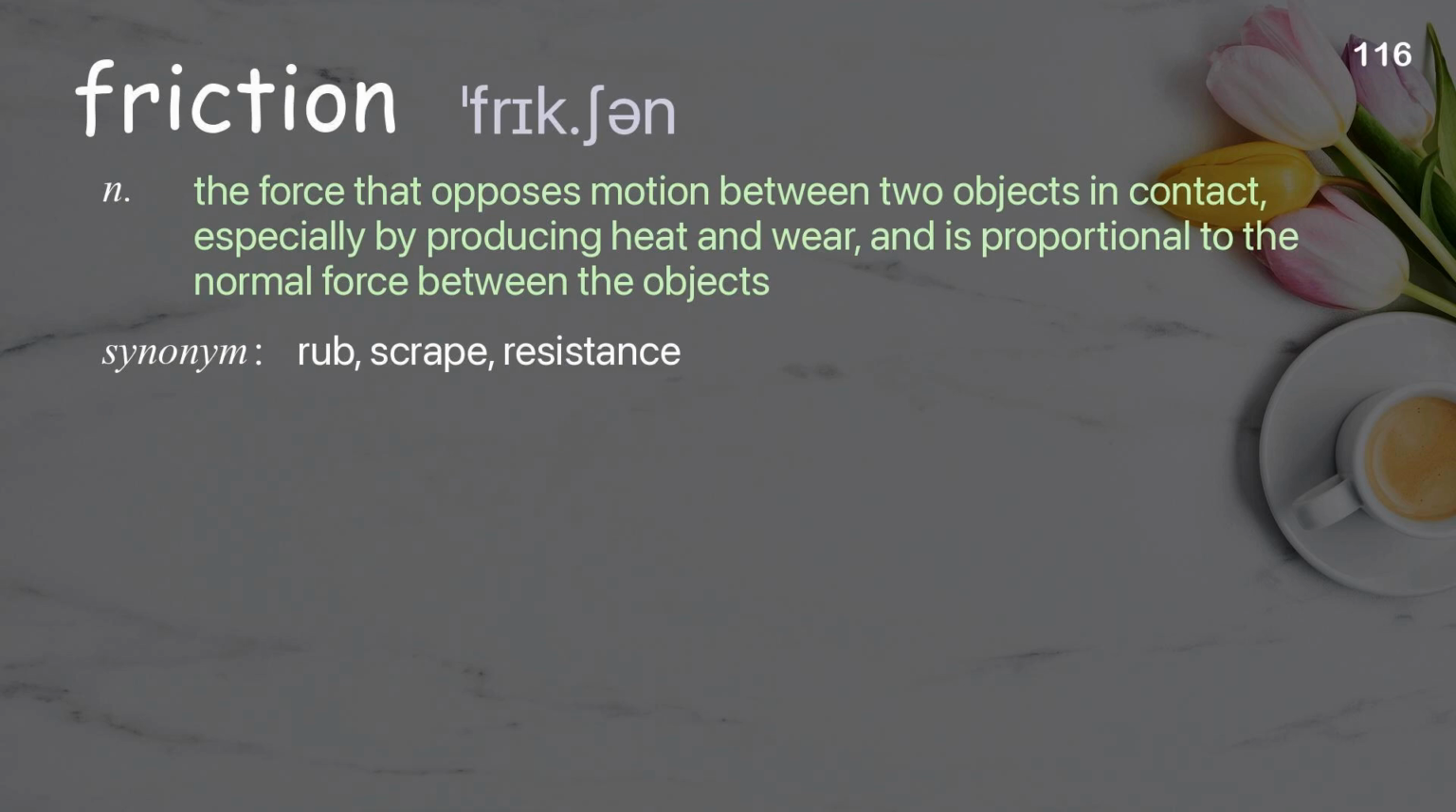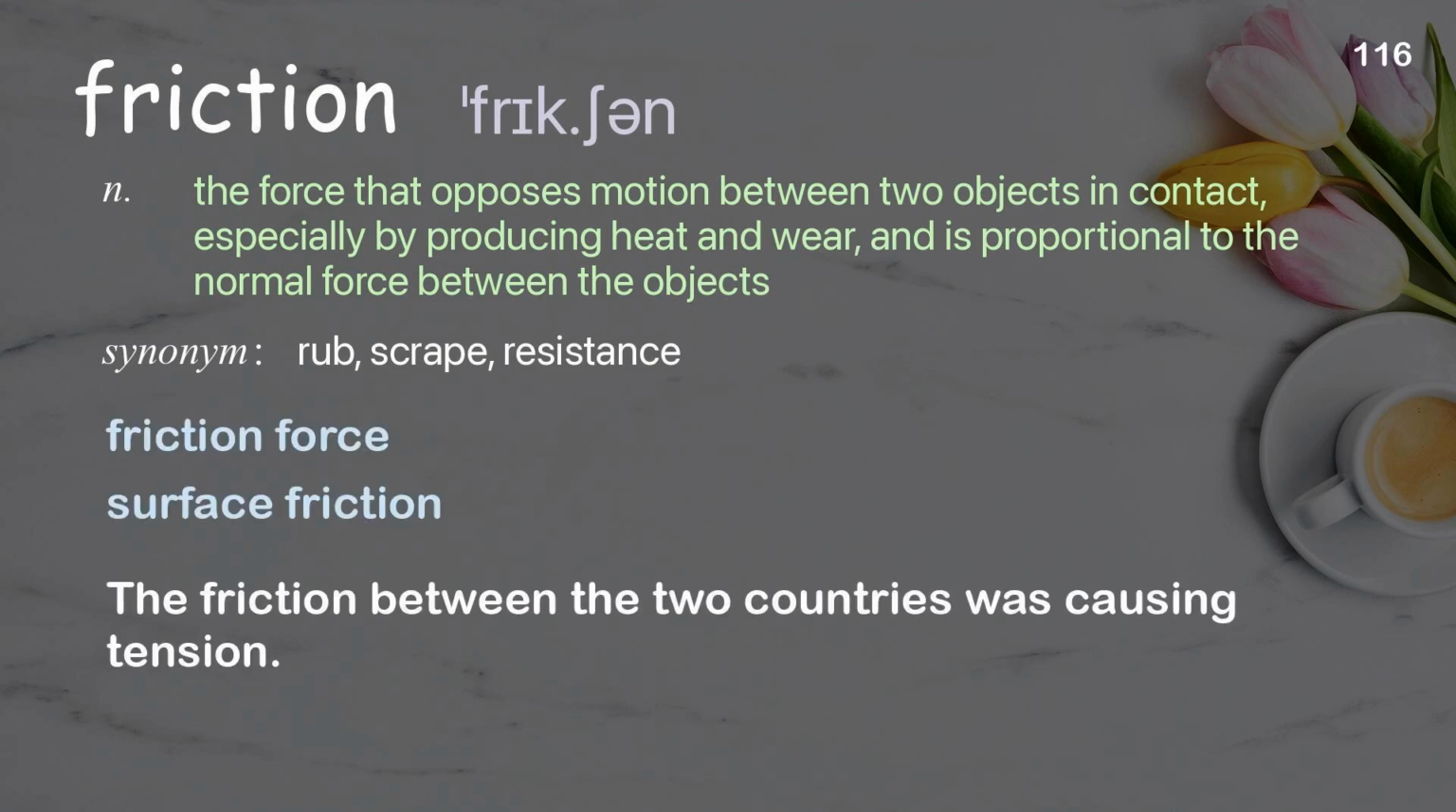Friction. The force that opposes motion between two objects in contact, especially by producing heat and wear, and is proportional to the normal force between the objects. Examples: friction force, surface friction. The friction between the two countries was causing tension.